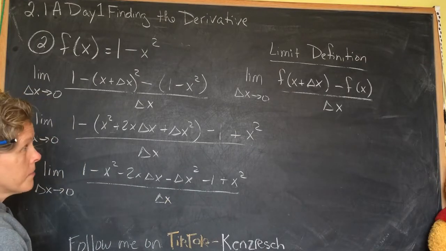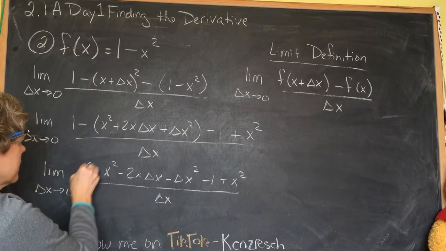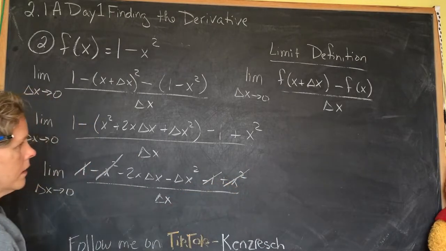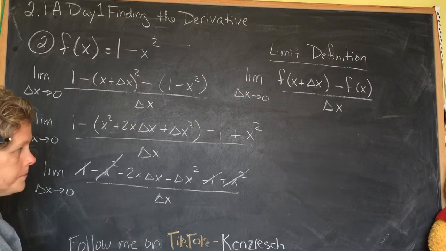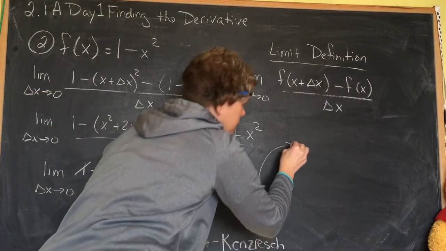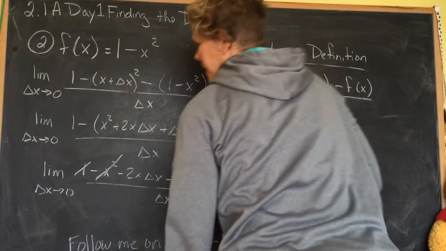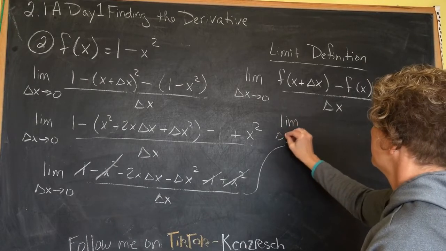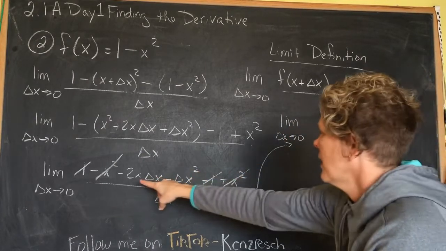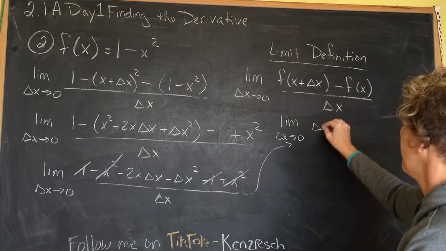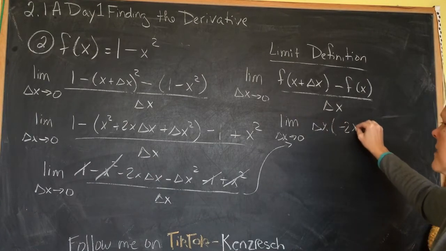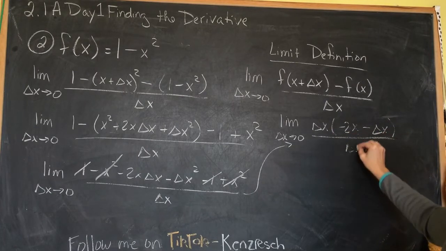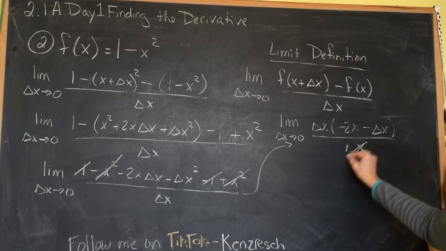All right, if we did it right, some things should cancel out. So it looks like this x squared and this x squared. But I still have this delta x down here. So I'm going to factor out a delta x in the top. If I take out a delta x here, I'm going to be left with a negative 2x minus delta x, all over delta x. Okay, so now by doing that, that cancels.